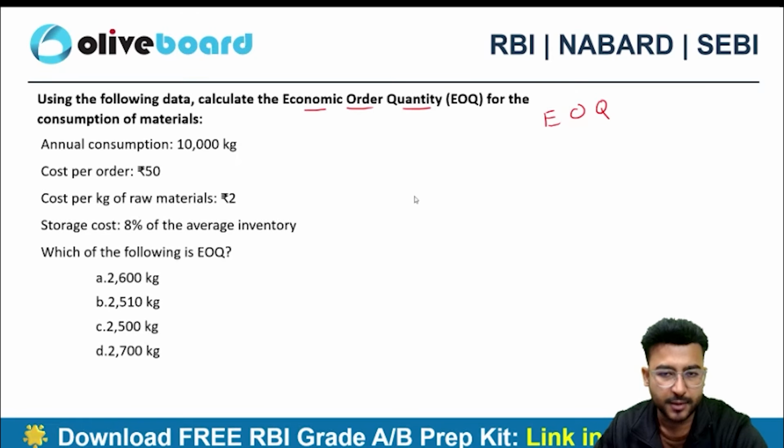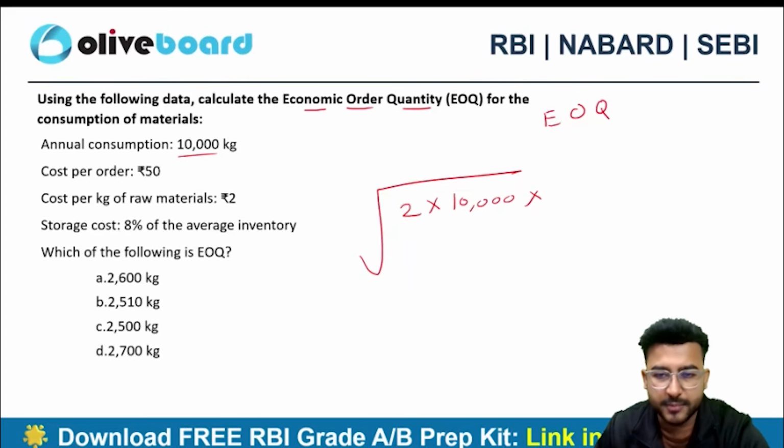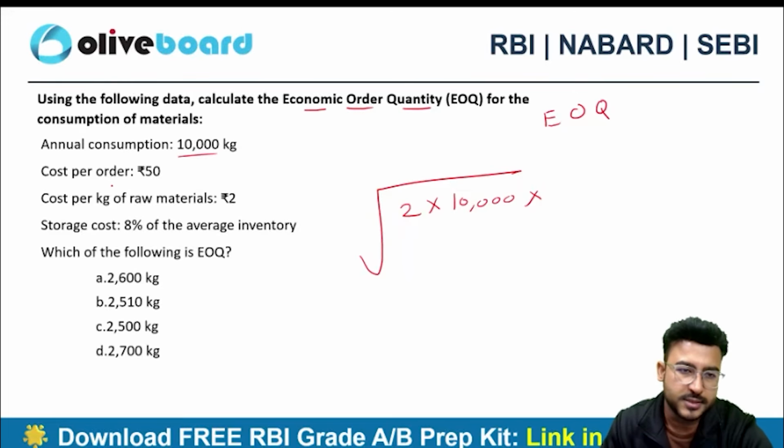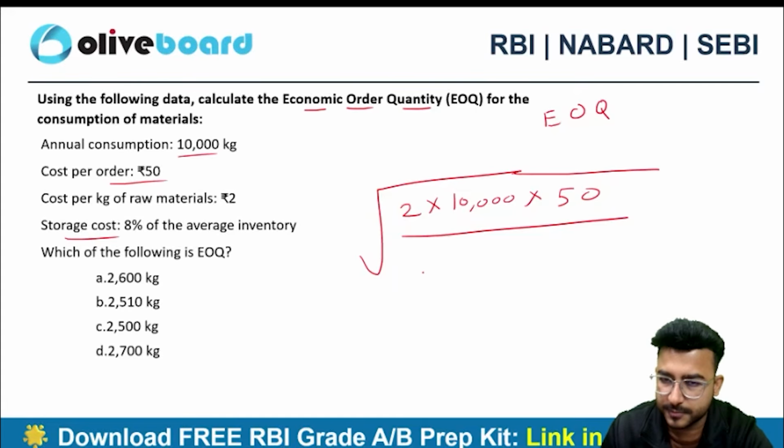Let me just quickly calculate this one. It's a very simple question. We have practiced it multiple times. 2 multiplied by my annual consumption 10,000 multiplied by the ordering cost per order. They have given me per order only. Divided by my storage cost, or my carrying cost.